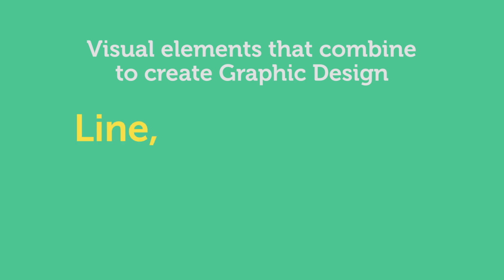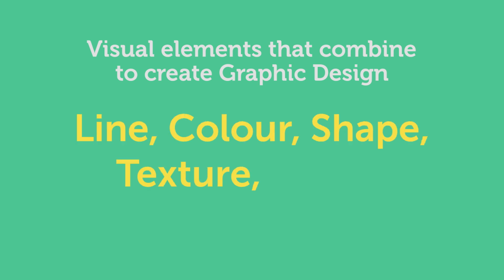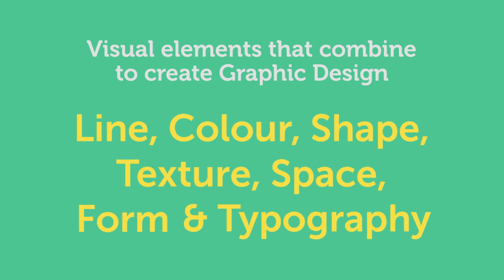So the graphic part of graphic design is made up of visual elements, the building blocks of design. Through the harness of our artistic expression, we choose these visual elements and arrange them on a surface in a layout to convey an idea. The basic visual elements that combine to create graphic design include the following: line, colour, shape, texture, space, form and typography. Whatever work you produce, be it for a magazine, a poster, a website or an advertisement, these visual elements will play an important part in your design.